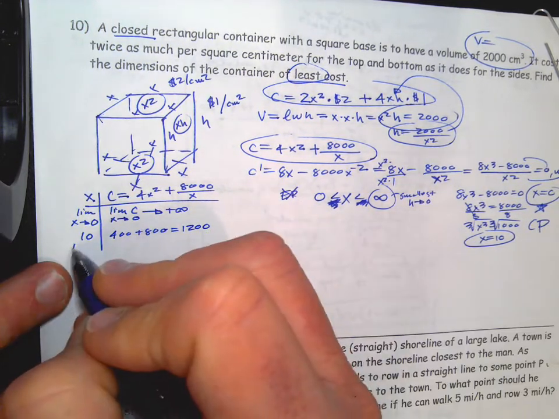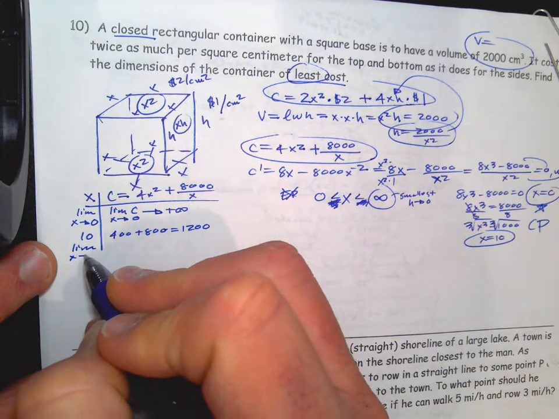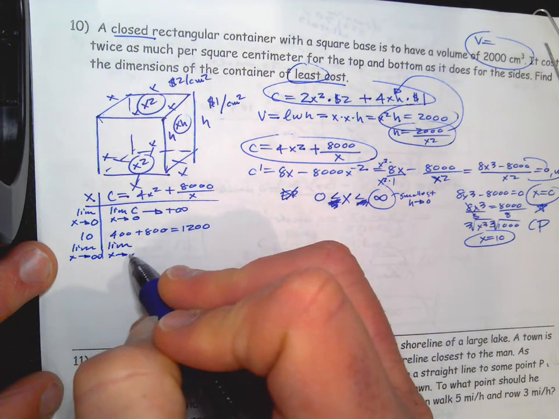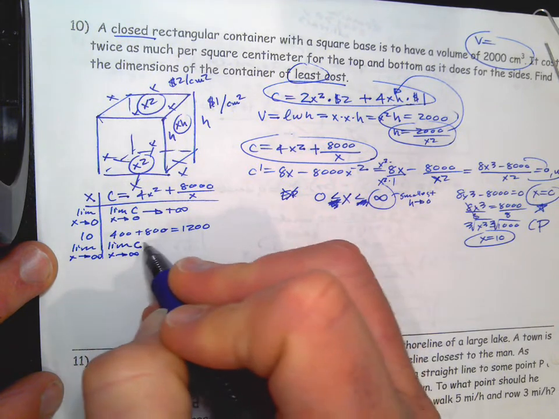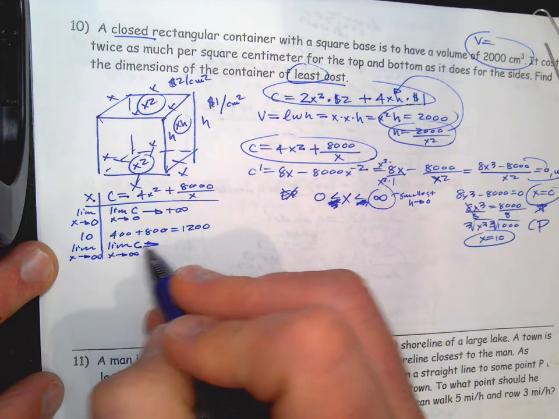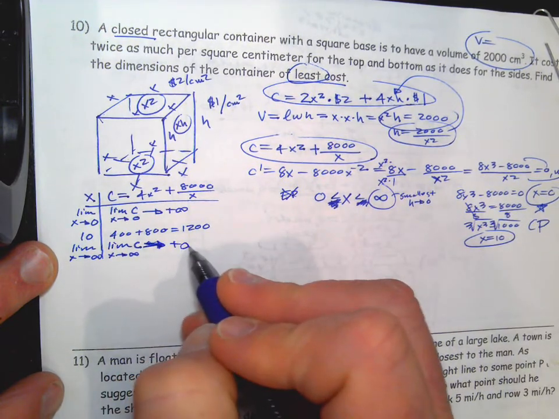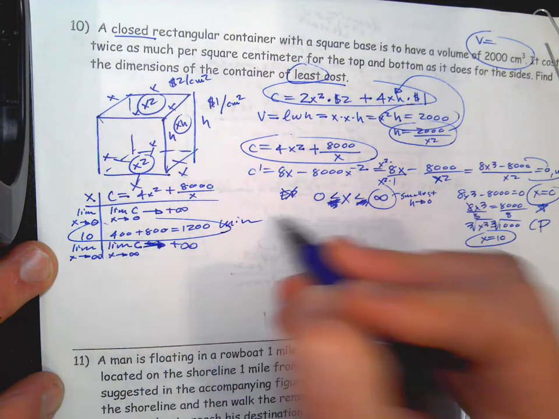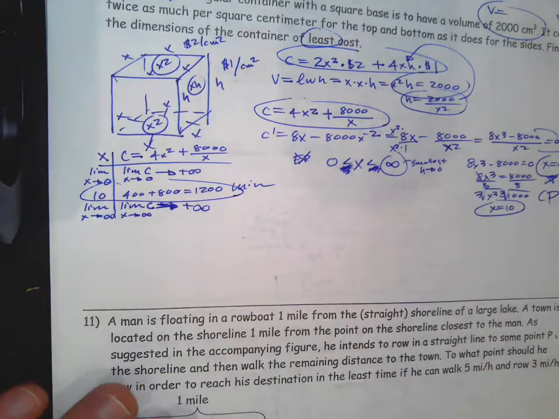And then you can say, well, what's the limit as x goes to infinity? Well, the limit as x goes to infinity of the cost is going to be, that's going to go to 0, and that's going to blow up. It's going to go to positive infinity. So these are blowing up on the side. So this has to be the min. There is no max. Okay, but that's hard to defend.